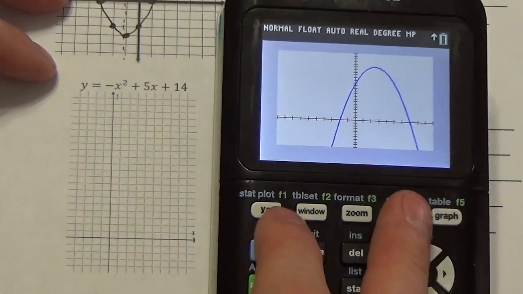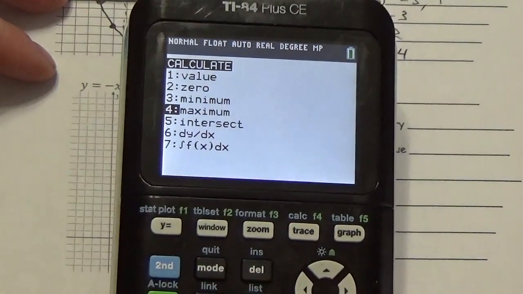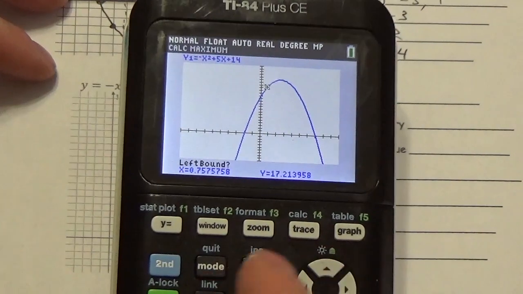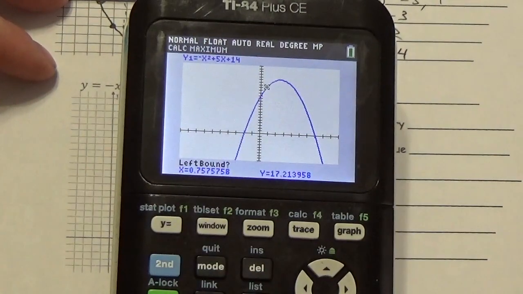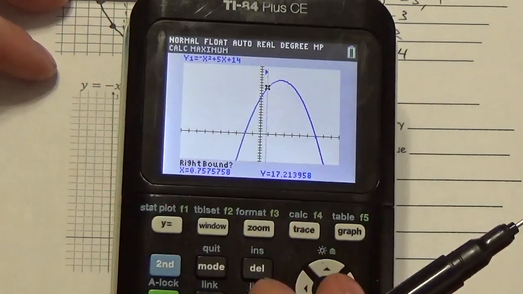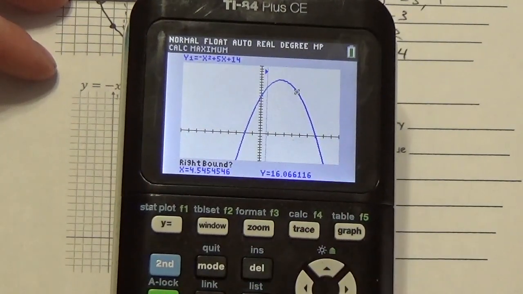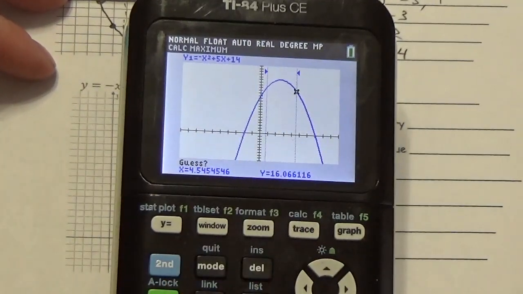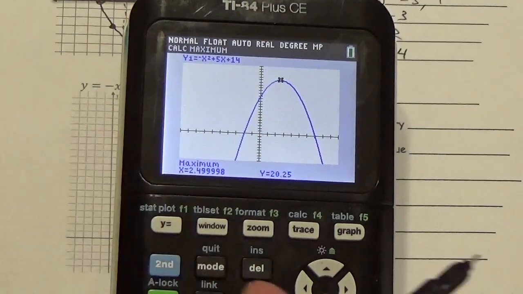So now I'm going to go into my graph and I'm going to look for that vertex. And this time it's going to be a maximum because the parabola opens down. And remember, my vertex is right here. So I want to make sure that my cursor is first of all to the left of it. Press enter. It draws that little boundary. Move past the vertex so that I'm to the right of it. Press enter. So as long as the vertex is in between those two right now, if I press enter to get past the guess, it'll take me there.